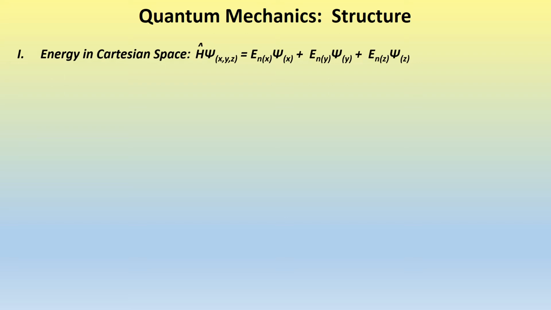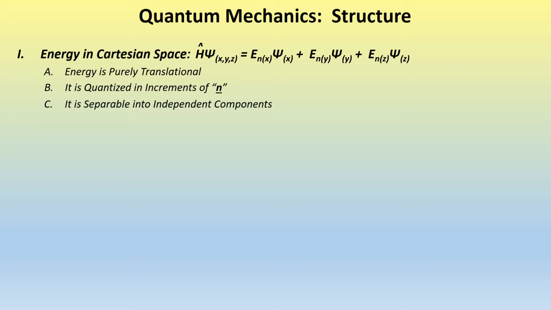The Hamiltonian operating on psi of x, y, z, as you saw, was equal to the energy E sub nx times psi x plus E sub quantum number ny times psi y plus E sub quantum number nz times psi z. In Cartesian coordinates, energy is purely translational. It is quantized in increments of n, and it is separable into independent components.